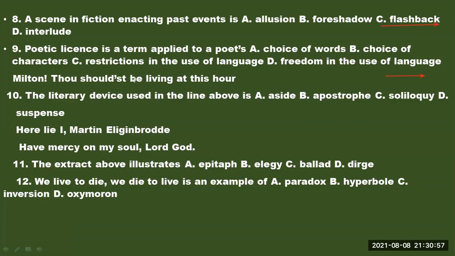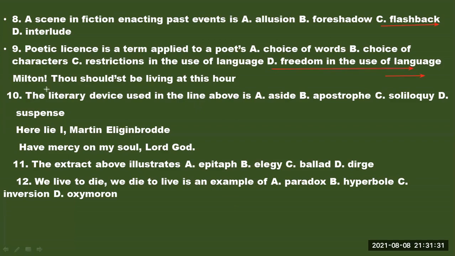Then restrictions in the use of language, no, that is the opposite. The answer is freedom in the use of language. That obviously is what poetic license is. A poet can use words sometimes outrageously, and even break some grammatical rules in the process of achieving some literary aesthetics. So that is poetic license.